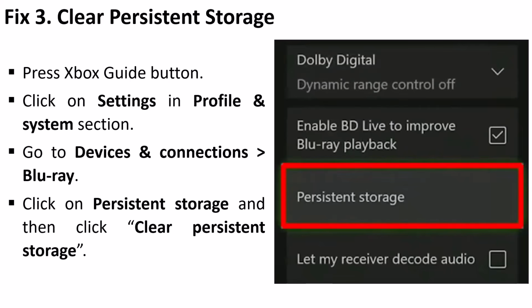Fix 3 is to clear persistent storage. Press Xbox guide button, click on settings in profile and system section, go to devices and connections, Blu-ray, click on persistent storage and then click clear persistent storage.